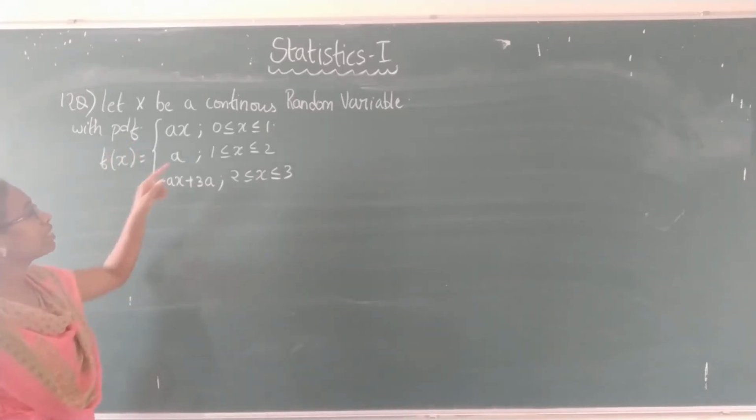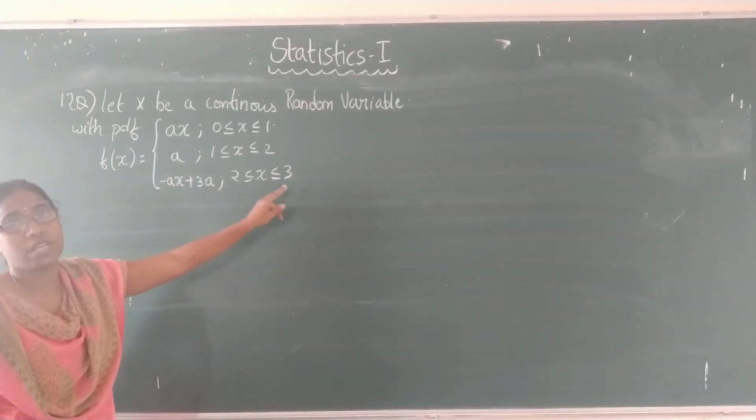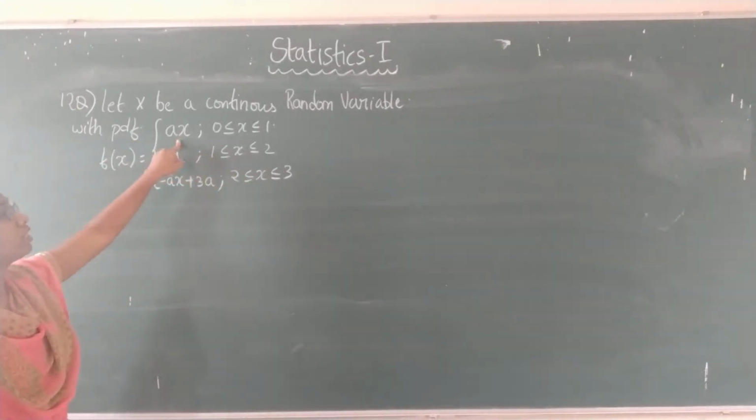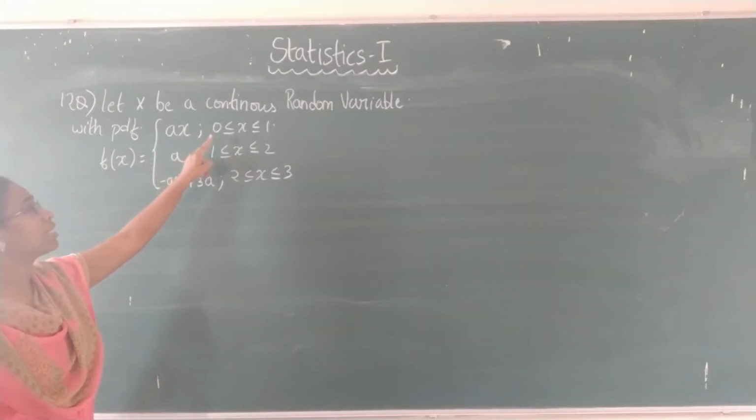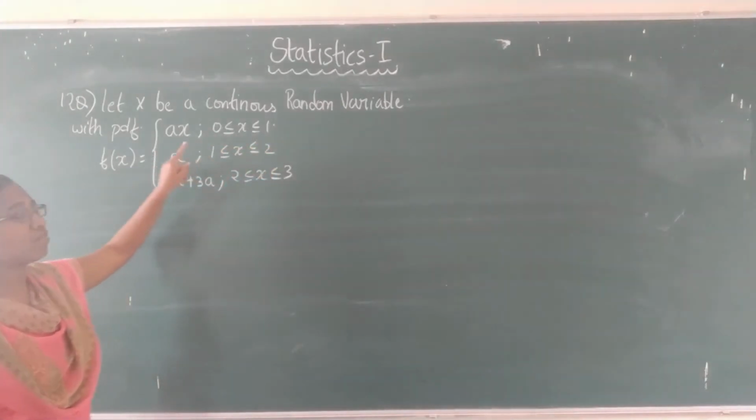So total limits are from 0 to 3. So coming to the first function, it is between the limits 0 to 1. What is the function?